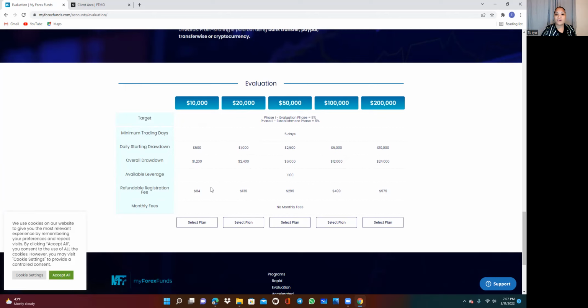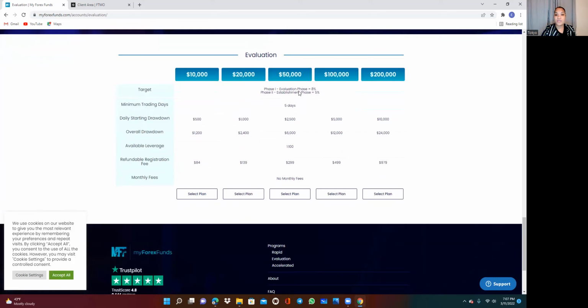And let's go to the 50K. For phase one, you have to get 8% profit. For phase two, you have to get 5% profit. And I think FTMO is actually 10%, so it's a little bit harder, maybe if you struggle to get that 8%. One thing that I did like about My Forex Funds is that it only took a minimum of 5 trading days versus FTMO, which is 10 trading days. So meaning you have to trade.